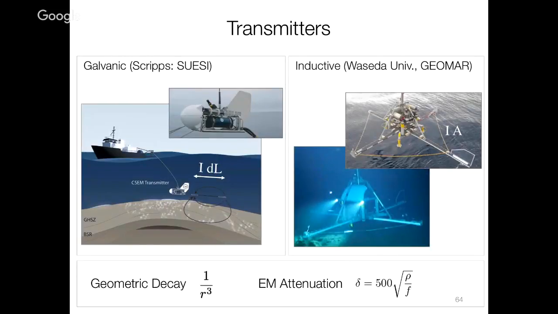What do we have for transmitters? For grounded sources, one of the most commonly used is the Scripps source. It's basically a current bipole of length DL and a current I. So the moment of this is given by the product of I times the length. And that can be towed.